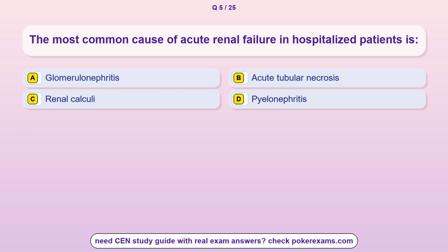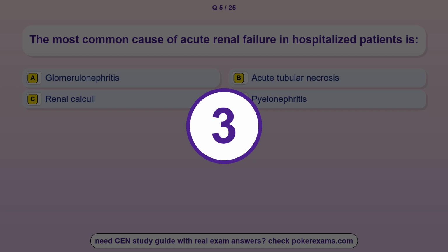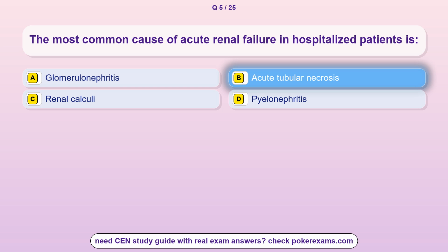Question 5. The most common cause of acute renal failure in hospitalized patients is option A, glomerulonephritis, option B, acute tubular necrosis, option C, renal calculi, option D, pyelonephritis. The correct answer is option B, acute tubular necrosis.